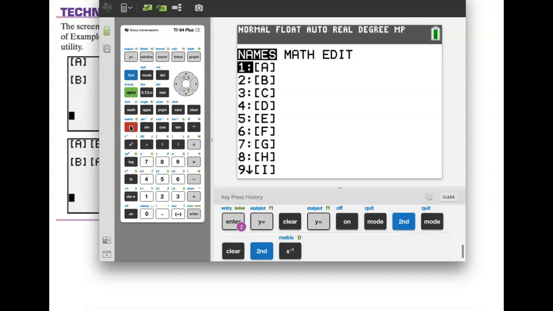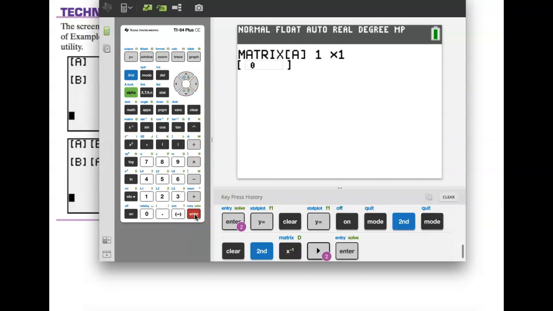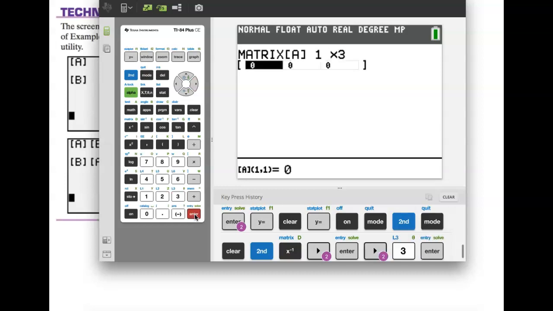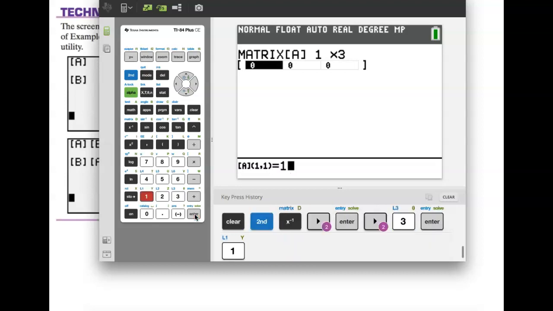And you need to call up what your matrices are. So we're going to arrow to the right, edit, and you're going to type in what the first matrix is. So the first matrix, matrix A, was our 1 row and then 3 columns. And then enter, and you're going to type in what those values were. So we had 1, 2, and 3. So there's your matrix A.